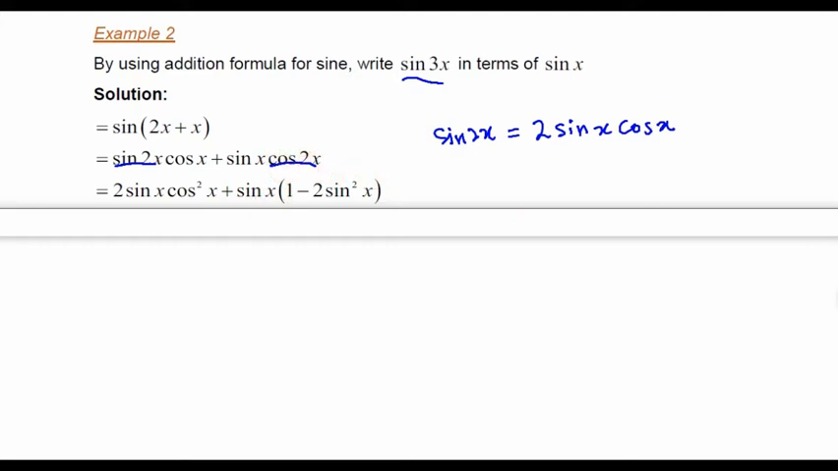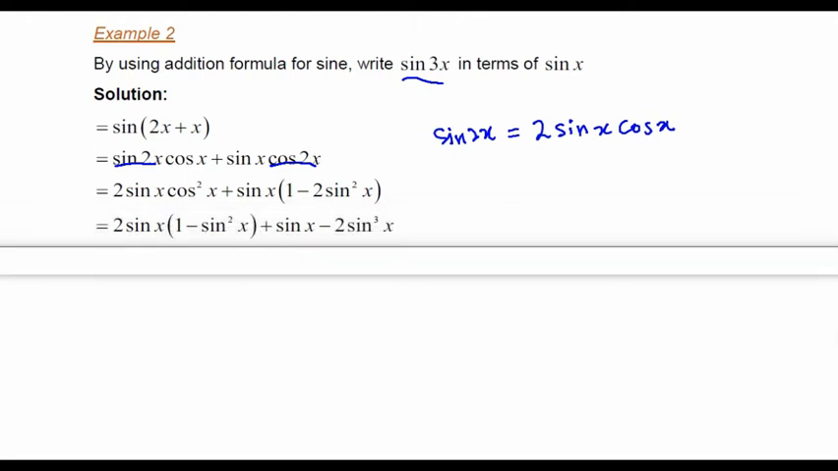For cos 2x, if you recall the formula for double angle, we have 3 equations for cos 2x. We can choose the second formula because it is more suitable, since we want the equation to be in terms of sine. So we choose 1 minus 2 sine squared x.